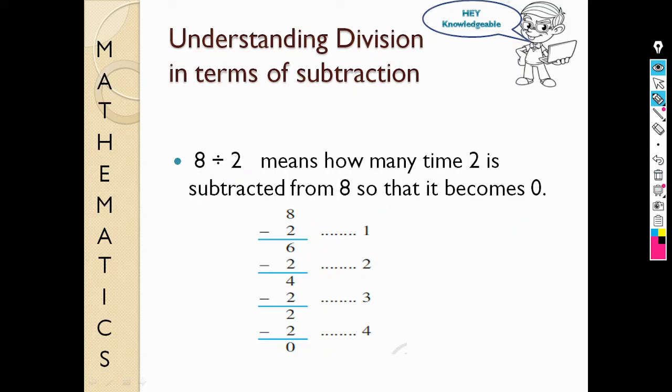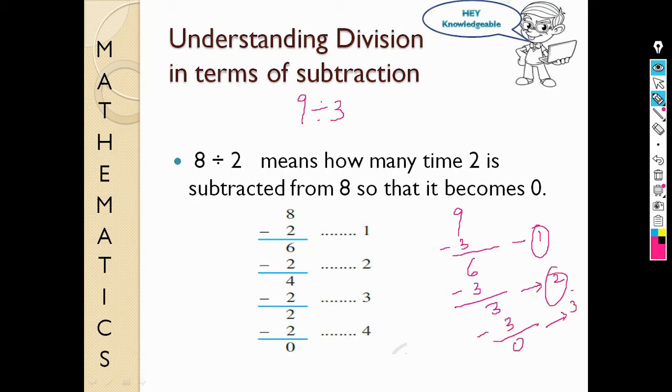Similarly, if you try to divide 9 by 3, it means how many times you will subtract 3 from 9 so that it becomes 0. So let's do this one. 9 minus 3 is 6. This is the first subtraction. Then 6 minus 3 is 3. This is the second subtraction. And 3 minus 3 is 0. This is the third subtraction. So the answer is 3.